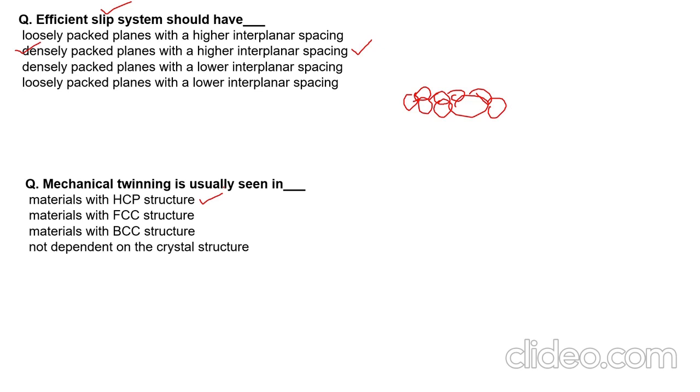So you have to see for that. You know that FCC has a very good close packed structure, so it is a very efficient system with a slip system. So FCC is not a right option. BCC also does not have a clearly defined close packed system, as not all the planes are close packed, but it is much better than the HCP structure. HCP is the one which has a very inefficient type of slip system, and that is why it is more prone to mechanical twinning. Okay.